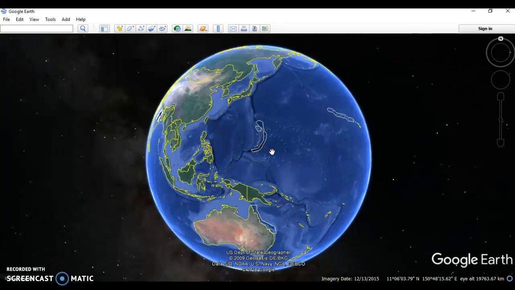When the plates move toward each other, it's a convergent plate boundary. The other types of plate boundaries include divergent and transform, but we won't worry about those today.